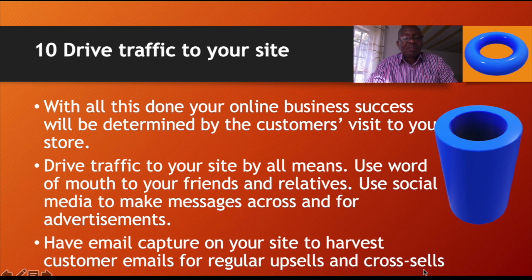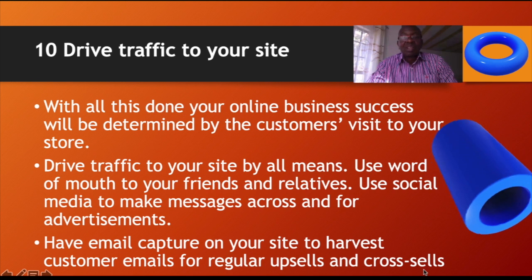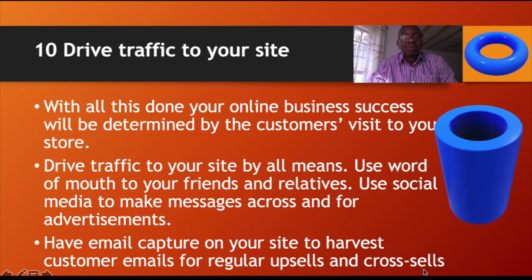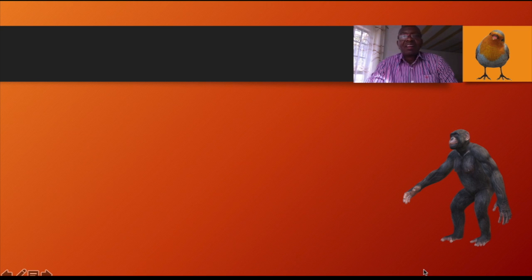Social media like Facebook and Instagram are very good for advertising your products so that customers can find them. Have an email capture on your site to harvest customers' emails for regular upsells and cross sales. Once you have customers visiting your site, whether they are purchasing or just looking at your things, try to capture their emails so that in future you can tell them which offers you are giving and what you are selling, and you'll be able to advertise to people who already know you. This is a kind of traffic we call warm traffic, traffic that already knows your site well.